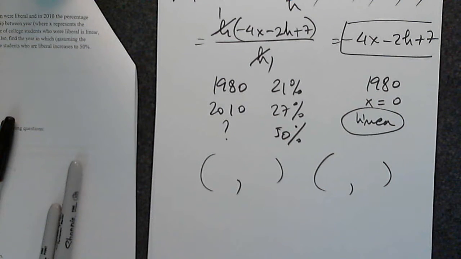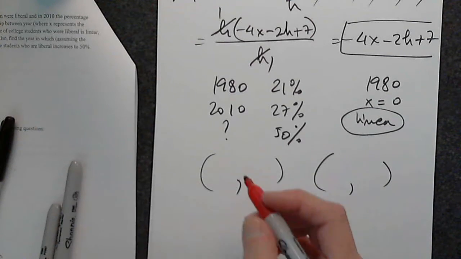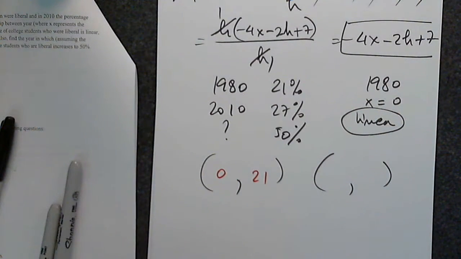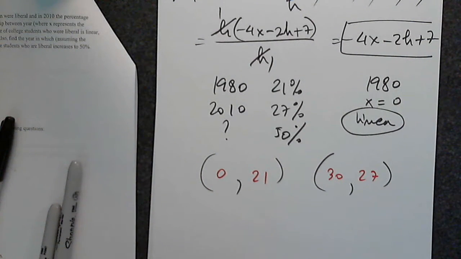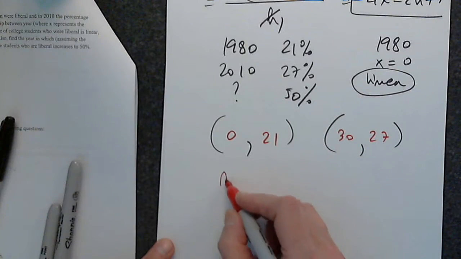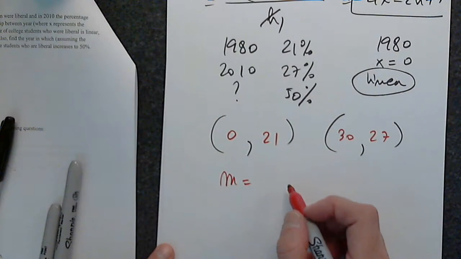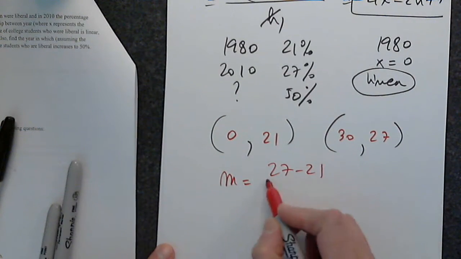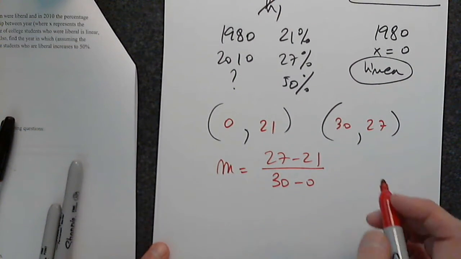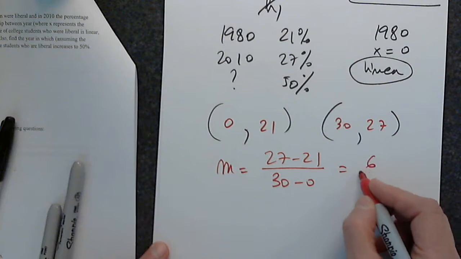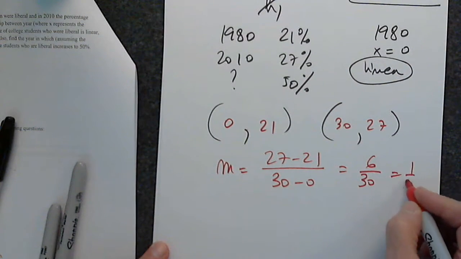So can anyone come up with 2 points for us? So the point for 1980 would be (0, 21). Very good. The point for 2010 would be (30, 27). Excellent. And to determine the rate of change is delta y over delta x. Exactly. So this is (27 minus 21) over (30 minus 0), which is 6 divided by 30, or 1/5.